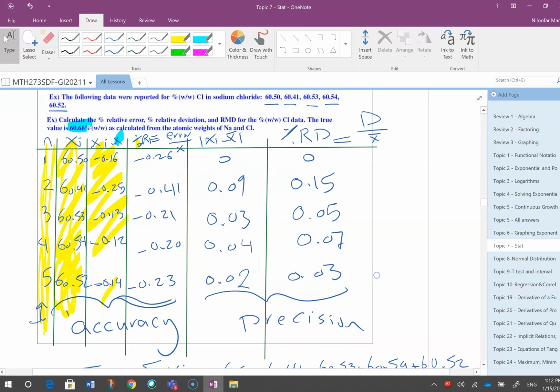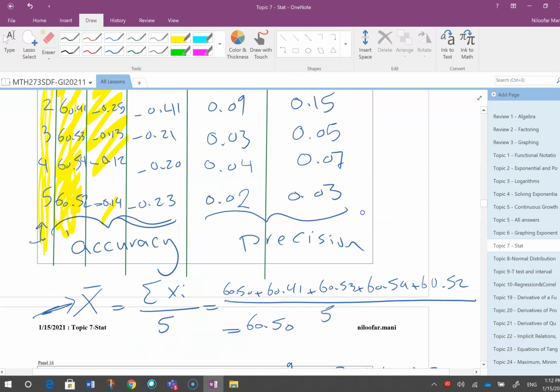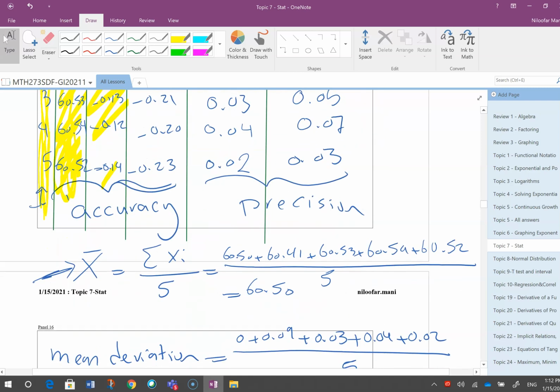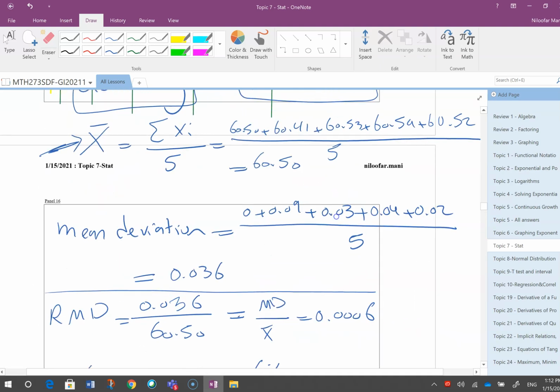So then you find xi minus x bar, but you use absolute value. And you know why I used absolute value? I told you, I don't want them to cancel each other. Okay? And then I do percent relative deviation. So these two are related to precision, and these are related to accuracy. Accuracy is how close they are to the true value; precision is how close they are to each other.